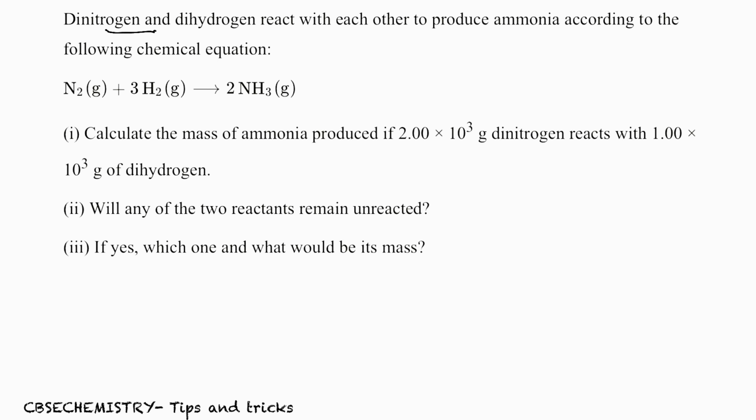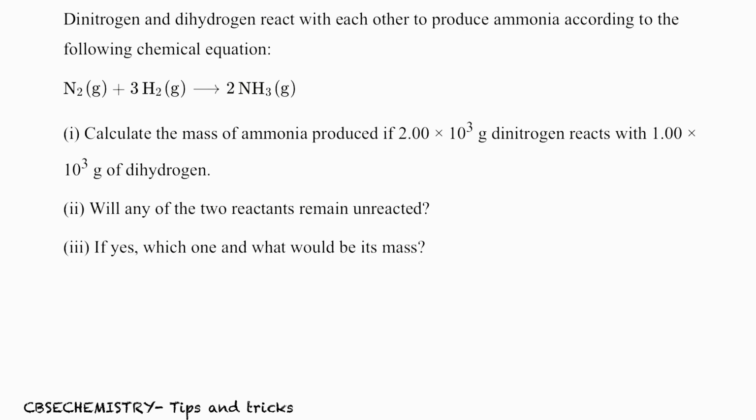Dinitrogen and dihydrogen react with each other to produce ammonia according to the following chemical equation. See, the chemical equation is N2 plus 3H2 gives 2NH3. And what is the first question? Calculate the mass of ammonia produced if 2 × 10^3 gram, which means 2000 gram, of dinitrogen reacts with 1000 gram of dihydrogen.